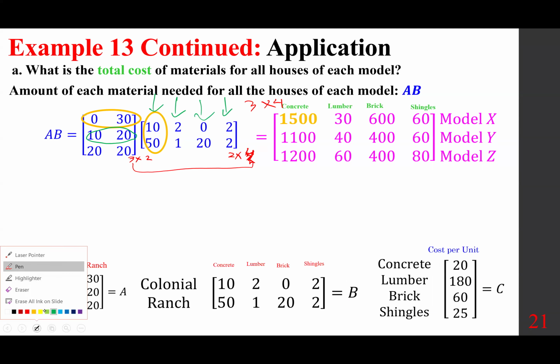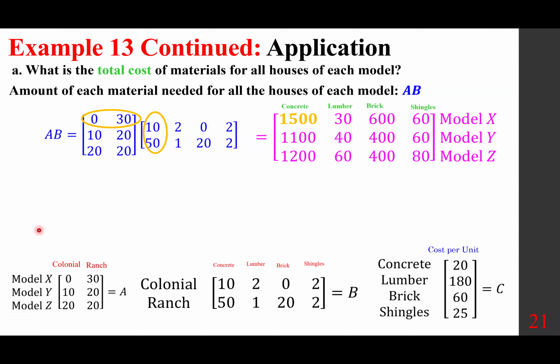Again, let me just erase my writing so I can show you what we just discussed. If you look at this one, 0 times 10, 30 times 50 is the first one we entered. And 10 times 10, 20 times 50 is 1100. This one is this one. And let me use a different color. This one is this one. So that results in the first column. Now, if we work with this one, it gives us the next one, and the next one, and the next one.